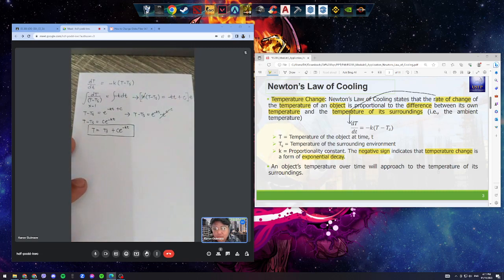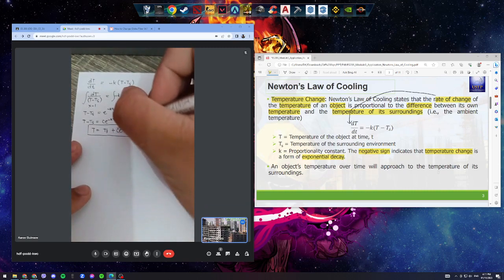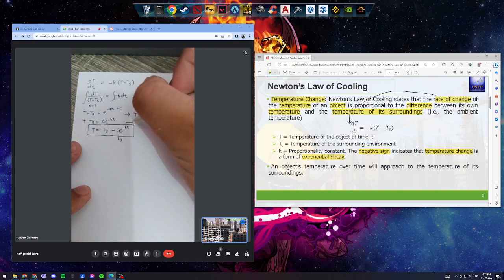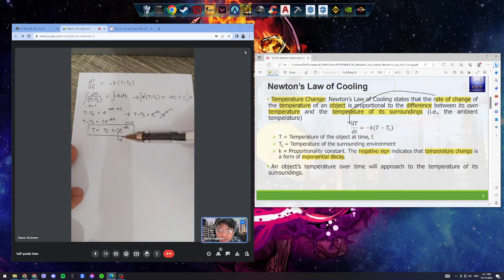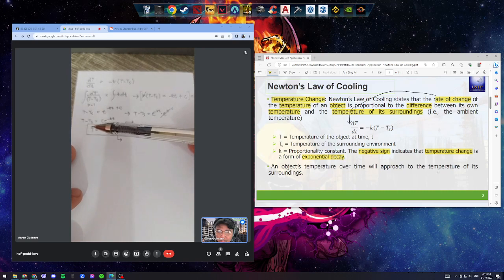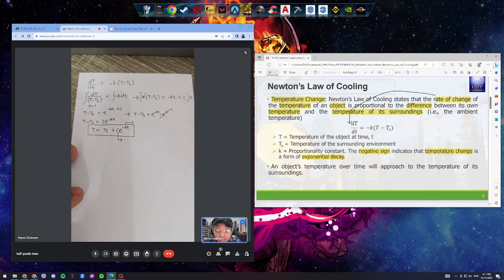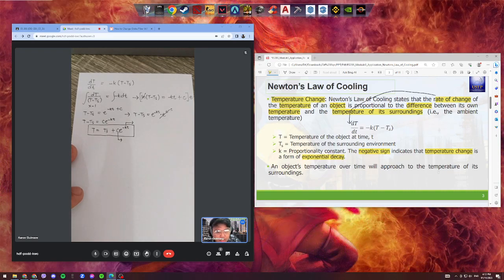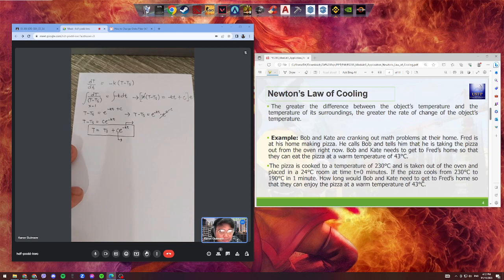In this general solution, same as with exponential growth and decay, we will be getting the values of C and k. The T, the Ts, and the time will be given in the problem. All right? So I hope you understood. So the greater the difference between the object's temperature and the temperature of its surroundings, the greater the rate of change of that object's temperature. Of course. This is the situation in Newton's law of cooling.